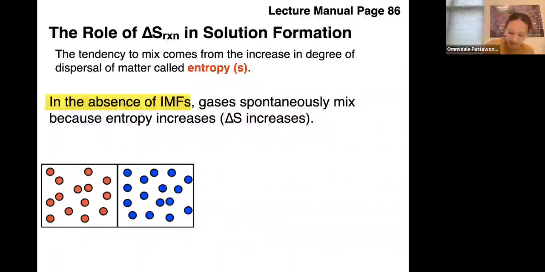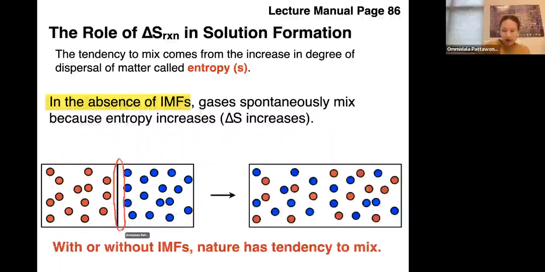For example, if you have two types of gases, A and B, they are both separated by this barrier right here. Again, according to the ideal gas law, these gas particles would not interact. They would have no IMF between each other. When this barrier is removed, what you are going to observe is that the gas particles are going to mix spontaneously to become more dispersed and more disordered, which is going to result in an increase of entropy. So we can conclude that with or without IMF, nature has a tendency to mix, right? So which means that with or without IMF, the delta S, or the change of entropy, will always increase for the formation of the solution.